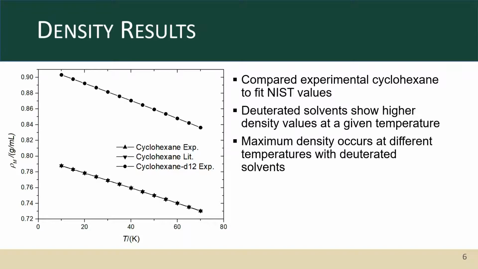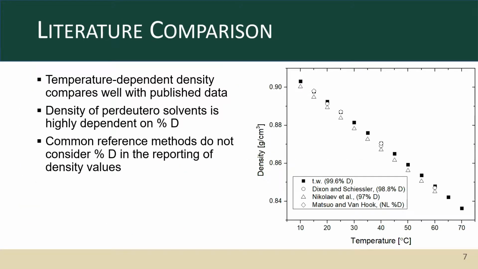sufficient. What we're also seeing in the circles here is that the cyclohexane-d12 is significantly higher than the undeuterated, but it's hard to make a meaningful comparison between these. A thread common to all of the solvents is that the deuterated solvents will have a higher density value at a given temperature, and the maximum density can even occur at a different temperature with deuterated solvents versus their non-deuterated counterparts.